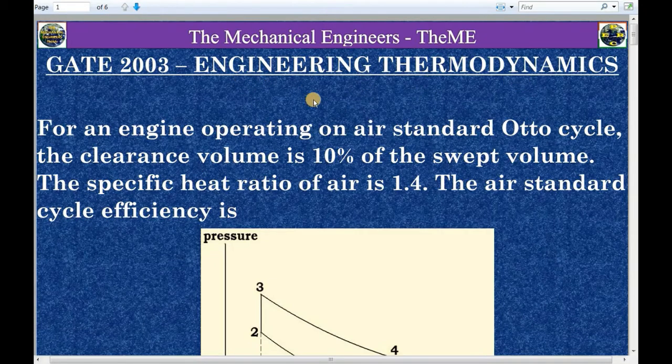Today's topic is engineering thermodynamics. In engineering thermodynamics, I'll be explaining a numerical problem, and this numerical problem appeared in the GATE paper 2003.